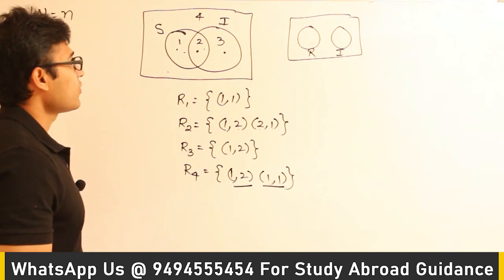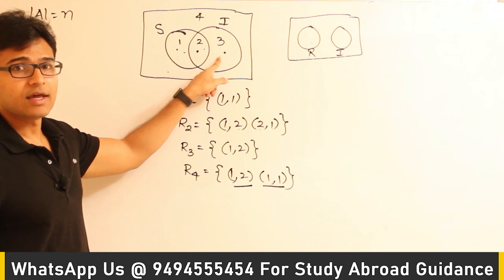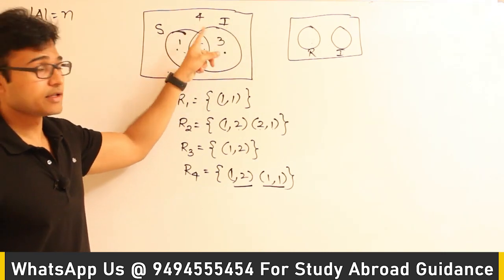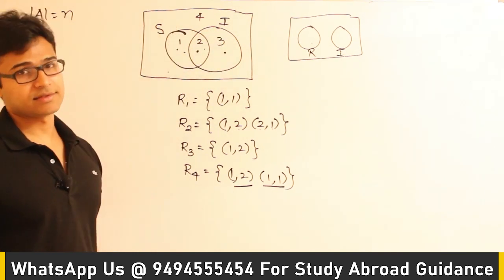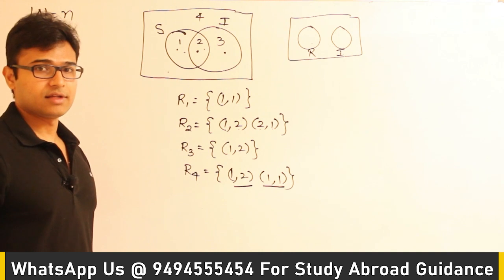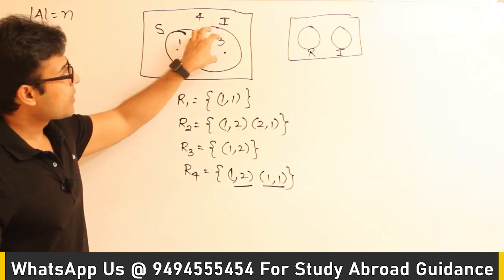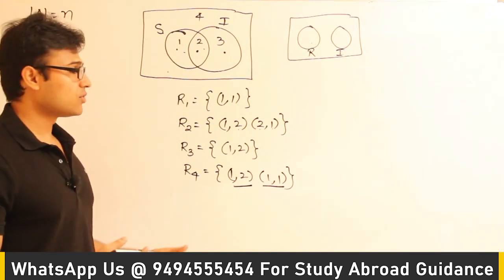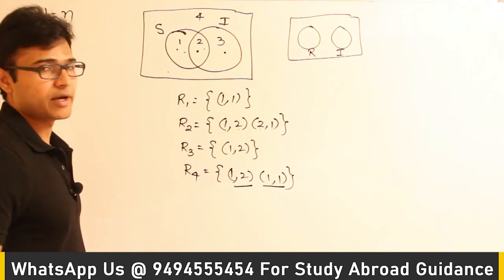If you are not able to find any example in region 3, then what does it mean? There is no relation which is irreflexive but not symmetric. Then what does it mean? The entire I must be present inside S, isn't it? So if there is no region 1, then what does it mean? The entire S might be present inside I, right? So likewise, if you are not able to find an example, then you try to order them around.